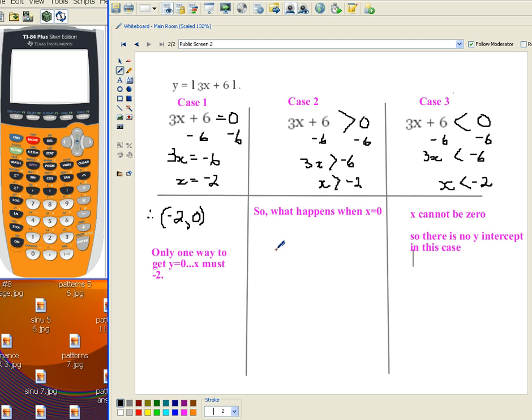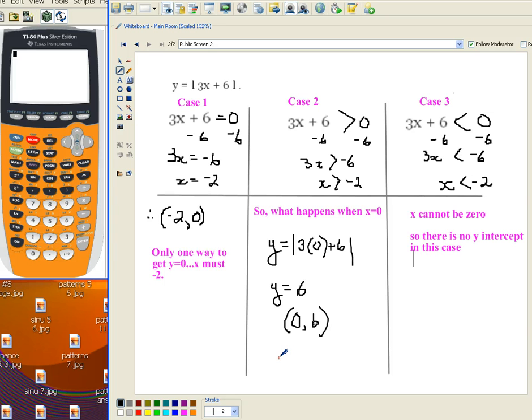Okay, so we can leave that case right off, but we can continue on that middle case to see where our y-intercept will be. So we go back to the function and we sub in x equals 0. So what happens when x is 0? When x is 0, y is 6. So we have that singular point. So 0, 6 is our only y-intercept.